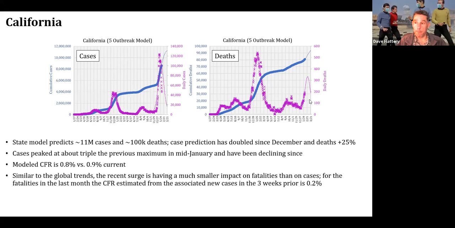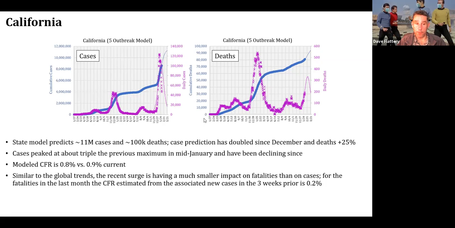Fatalities don't look like they've peaked yet, but it doesn't look like they'll peak even as high as they were last January, in spite of the large number of cases. So the state model now predicts about 11 million cases and about 100,000 deaths. And not unlike the global and the US predictions, this is about doubled since December, and deaths are up about 25%. So much bigger increase in predicted cases than predicted fatalities.